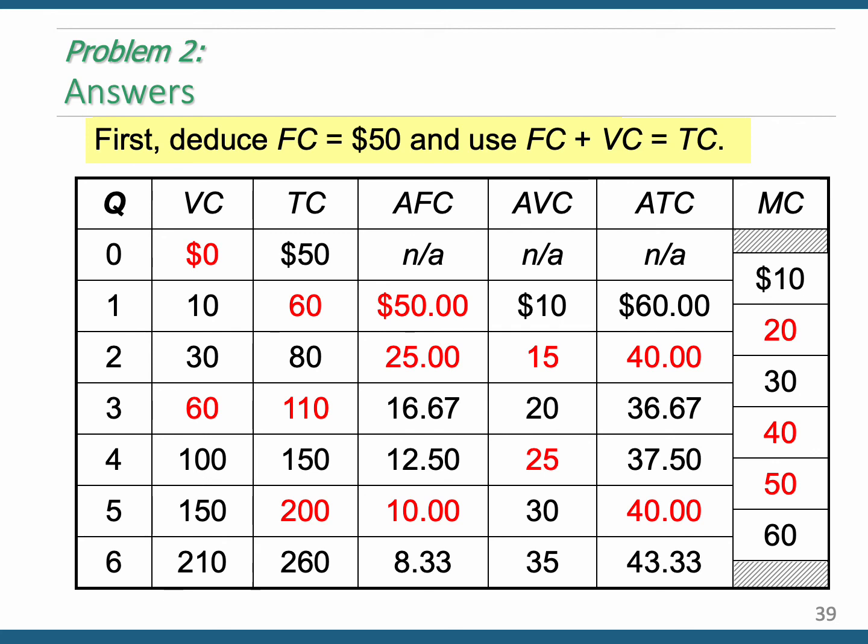So here are the solutions. Again, the very first thing you do when you see one of these tables is you try to figure out what fixed cost is. Go right to Q equal to 0, that first row, and if you're given total cost, you know that all of that must be fixed costs. Fixed costs in this problem are $50, and then you go from there. You're given enough information to fill out the rest of the table.